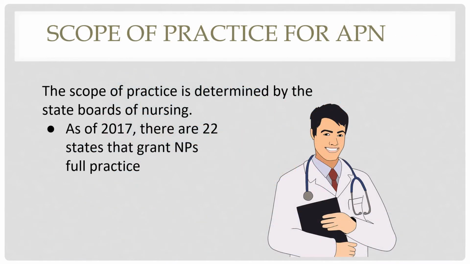As noted on the map on the previous slide, the scope of practice is on a state-by-state basis and is determined by the State Board of Nursing of each individual state. As of 2017, 22 states have granted their NPs full practice rights. Although all NPs can diagnose, prescribe, and treat patients, some need physician oversight for part or all of their practice and services.